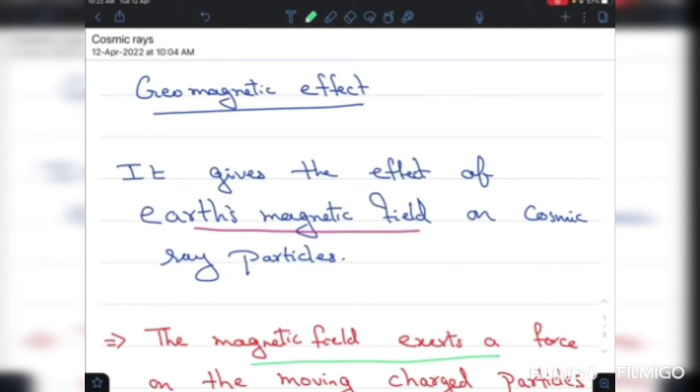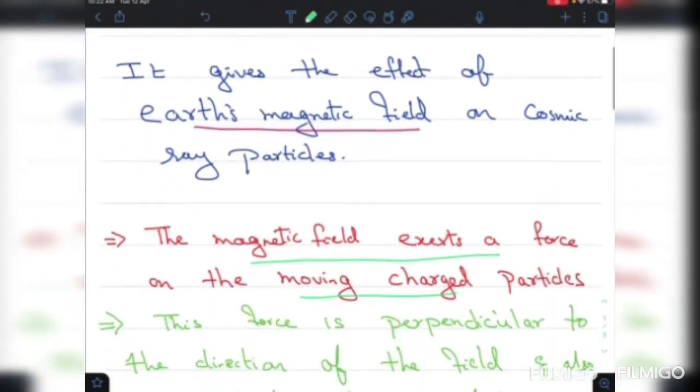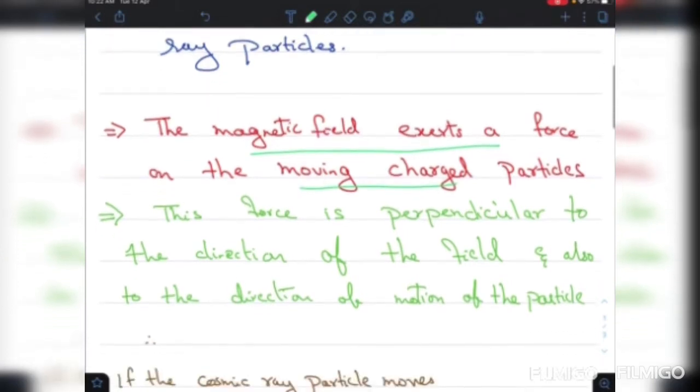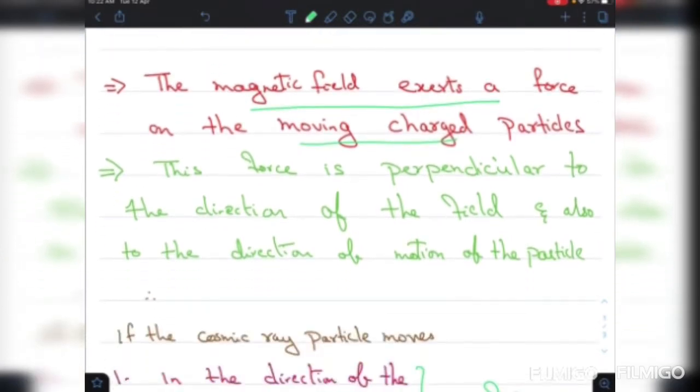So the theory tells us that if you have a magnetic field and a moving charged particle, then the magnetic field exerts a force on the moving charged particle. This force is always perpendicular to the direction of the magnetic field and also to the direction of motion of the charged particle. And we all know that cosmic ray particles are charged particles coming from outer space. So how does the magnetic field of Earth affect these cosmic ray particles?